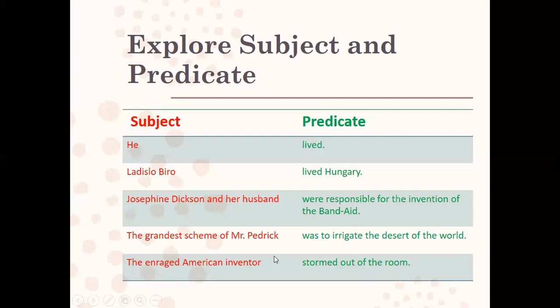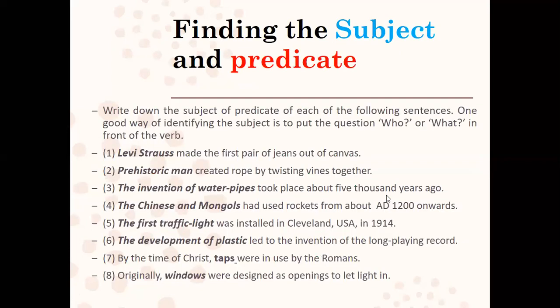The enraged American inventor, this is the subject. Stormed out of the room, this is the predicate. This is the exercise for you. Just have a look at this exercise, and after a while I will unmute you all, and we will discuss.